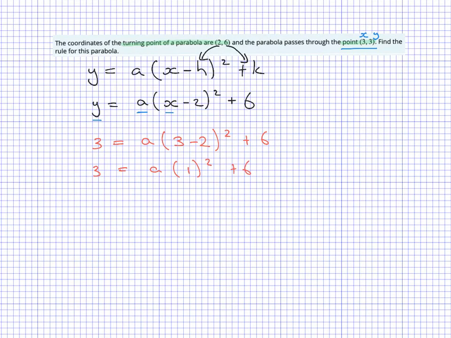The bracket being 1 makes it quite easy. So this is just going to be a plus 6. Subtract 6 from both sides, and you end up with negative 3 equals a. The final step then is to substitute this a value in place of the a that we didn't know when we substituted the turning point in. So our final answer is always to write the equation of the parabola.